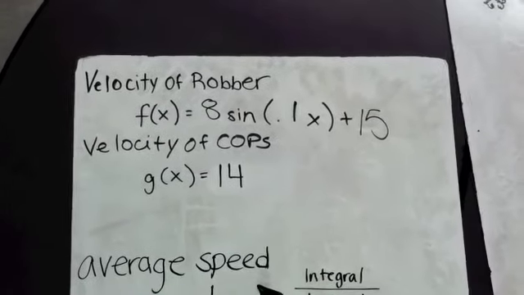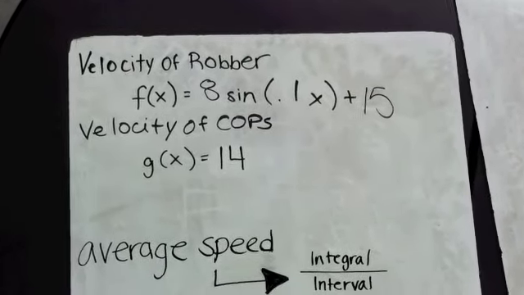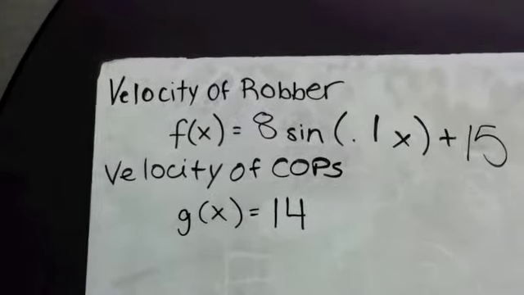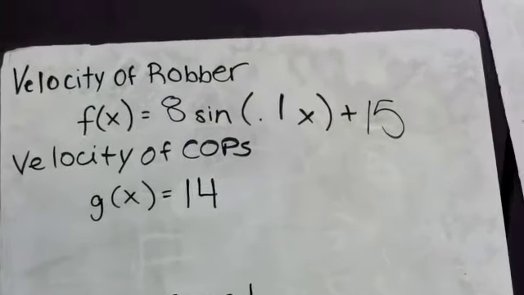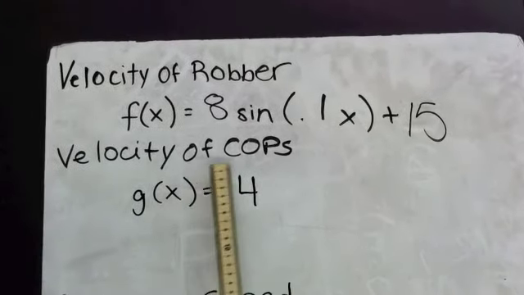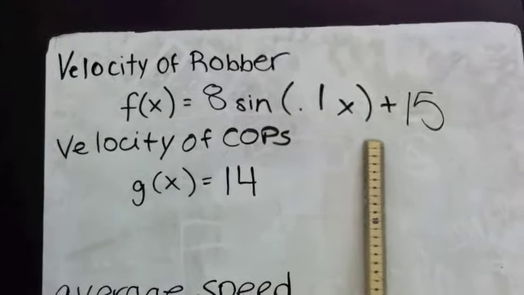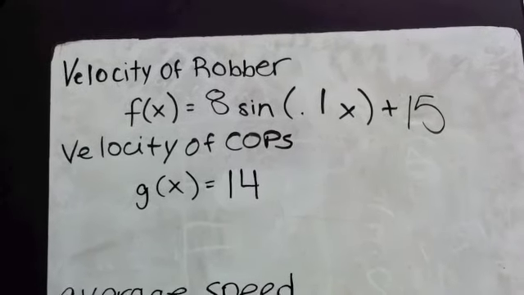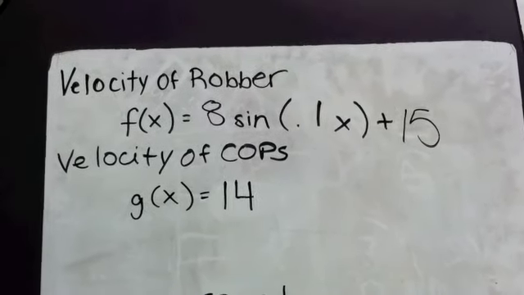To determine whether the cops will catch the robber, we need to know the velocity function of both the robber and the cops. The destination of the robber is the pond, which is 1 kilometer away. In meters per second, the robber is going at 8 sine 0.1x plus 15, and the cops are traveling at a constant velocity of 14 meters per second.